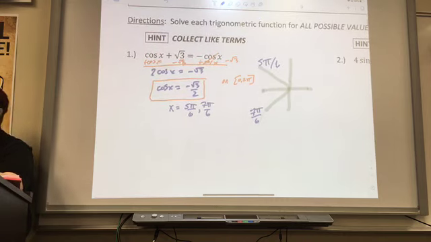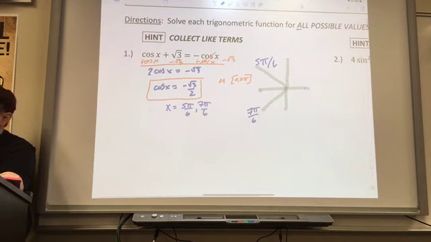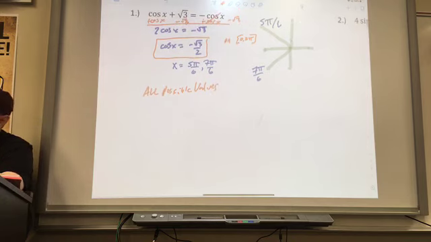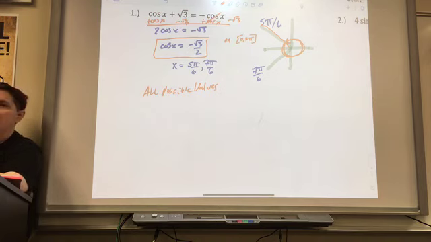Now, I need to show you guys this. I'll show you once, then we're not going to really do it anymore. But it says all possible values. So if instead of on the interval from 0 to 2 pi, it said all possible values, I want to show you how to write that. It equals it at 5 pi over 6, and then it equals it at 17 pi over 6, and again at 29 pi over 6, and again at 41 pi over 6. It keeps equaling that over and over again.